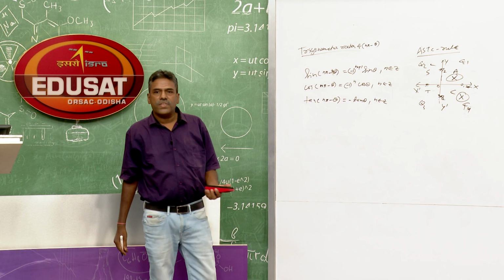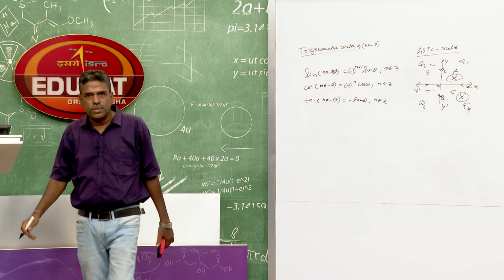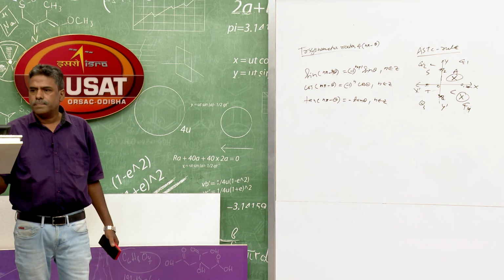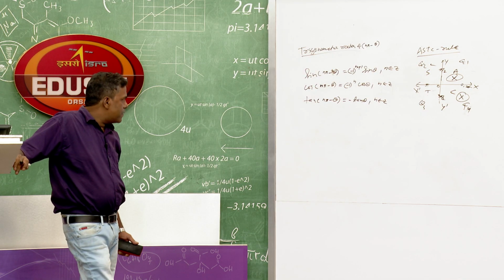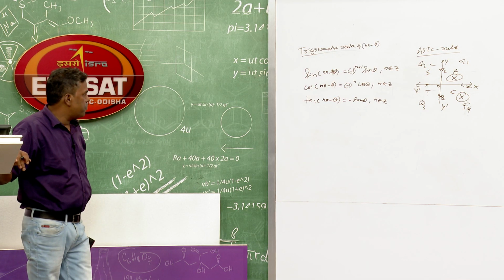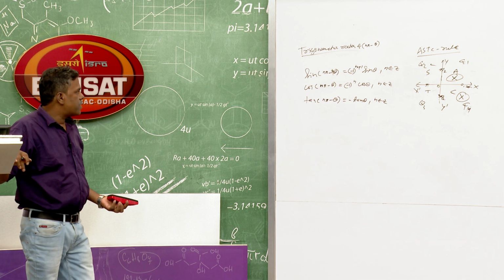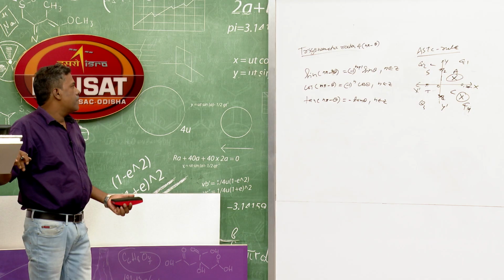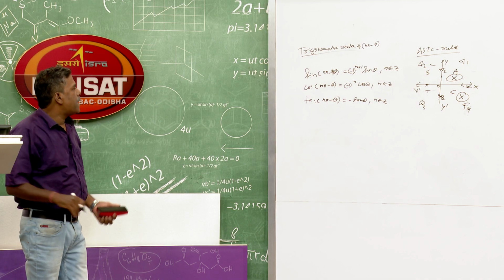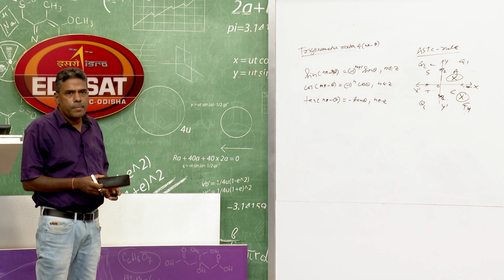Sin n pi minus theta is equal to minus 1 to the power n plus 1 sin theta, where n belongs to Z. Cos n pi minus theta is equal to minus 1 to the power n cos theta, tan n pi minus theta is equal to minus tan theta, n belongs to Z. Now there are some examples.